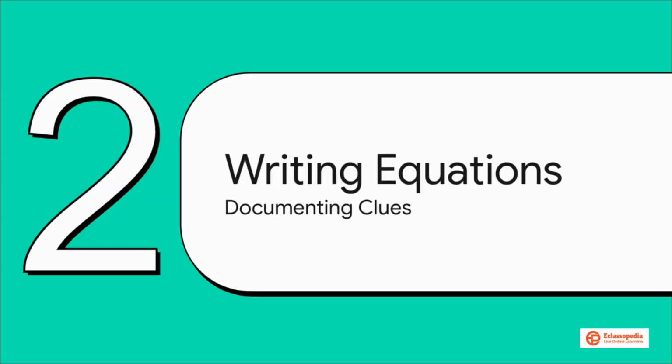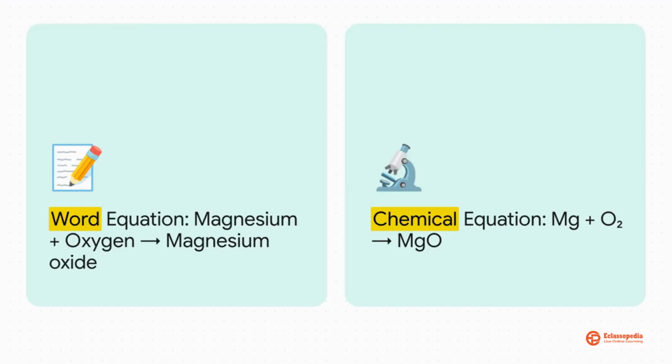Moving on to section 2, writing chemical equations. Okay, now that we've found our clues, it's time to document them like true scientists. We need a way to communicate what we're seeing efficiently. Notice how a pretty clunky word equation gets translated into a sleek, mathematical chemical equation. If we burn magnesium in the air, we could write out magnesium plus oxygen becomes magnesium oxide, but that's incredibly long. Instead, we use chemical formulas.